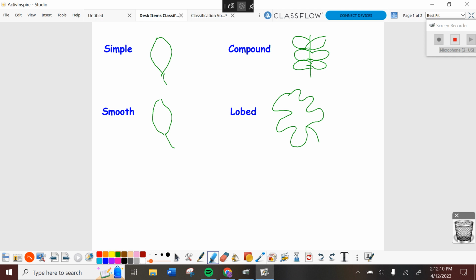3A says simple leaf. So a simple leaf has one leaflet like this, like I've drawn up here on the board. Please look up here. Versus compound, where it says multiple leaflets. So something that has a lot of little leaves to it would be a compound leaf. Okay? Also, smooth edge, jagged edge. I think if you're looking at the edge of a leaf, you can tell whether it's smooth or jagged.